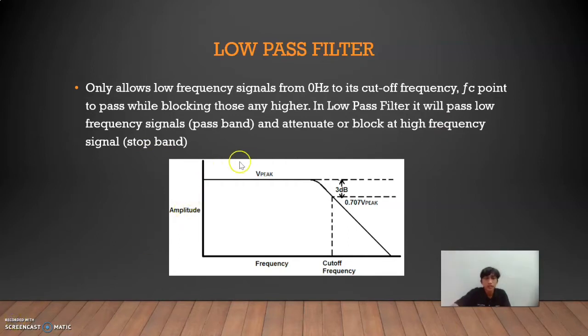Okay, this example diagram shows the meaning of low pass filter. It passes signals from 0 Hz to its cut-off frequency. So this is the cut-off frequency, where they stop the high frequencies from getting through, and this is the low pass region.